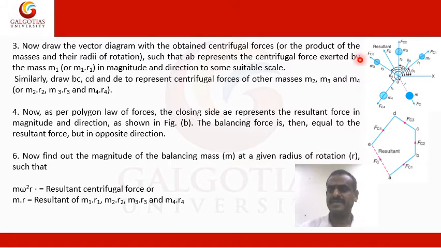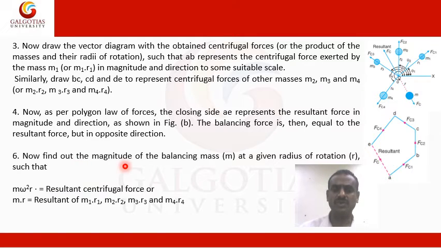So in this space diagram, m1, m2, m3 and m4 are the given masses. For these four masses we have four centrifugal forces. The resultant of all four centrifugal forces will act in this direction. Then the balancing mass is equal and opposite to the resultant force. Here, this is the balancing mass.